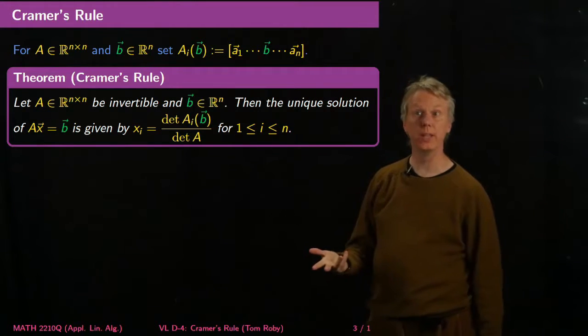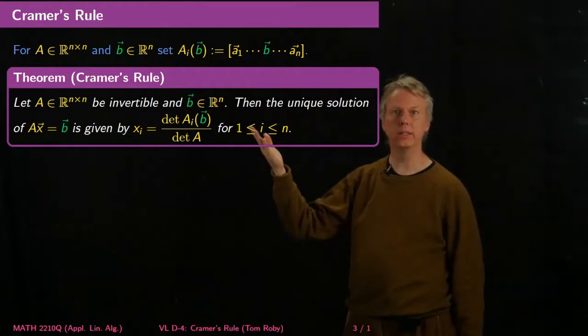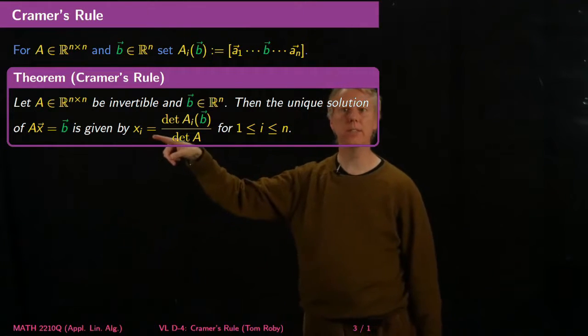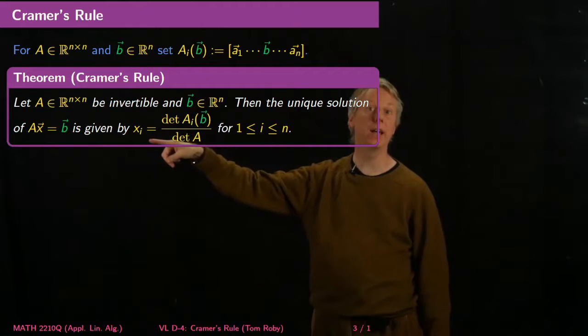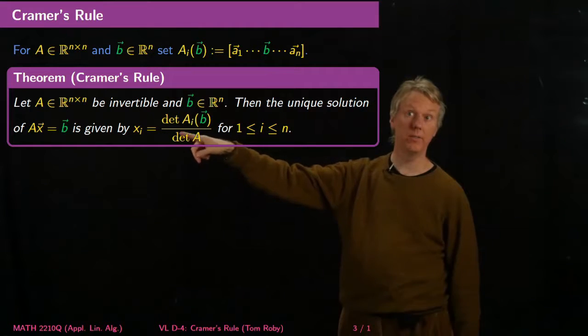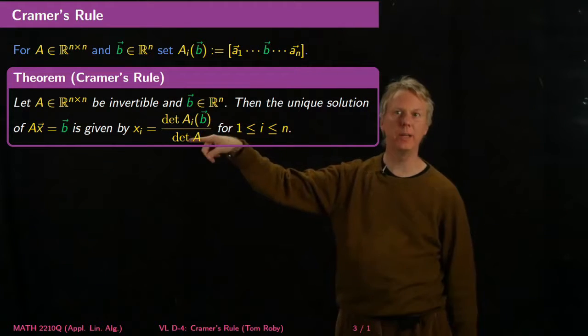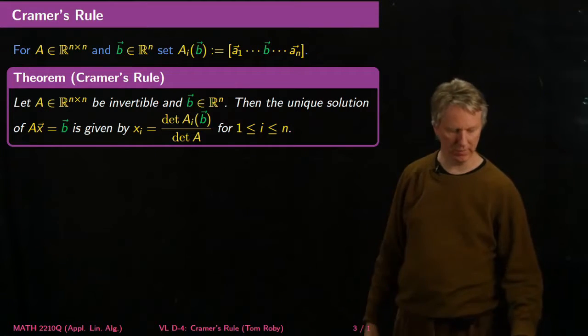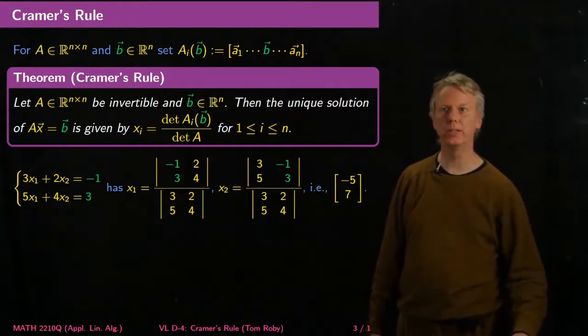And what Cramer's rule says is that in this situation, the unique solution to Ax equals b is given, well, I need to tell you what each of the x_i's are in the vector. It's given by just taking the determinant of A_i of b divided by the determinant of A. And I have to do that for each possible value. Let's look at an example right away to see what's going on.